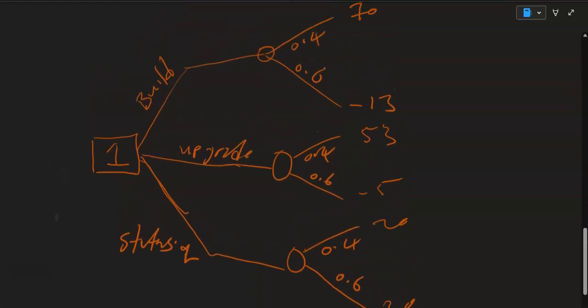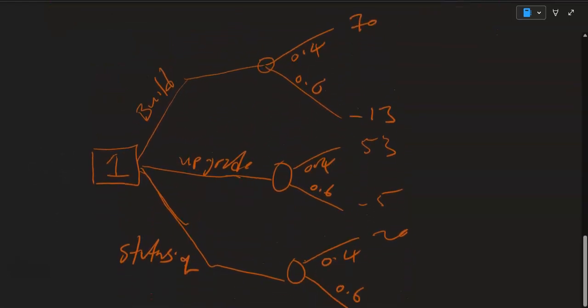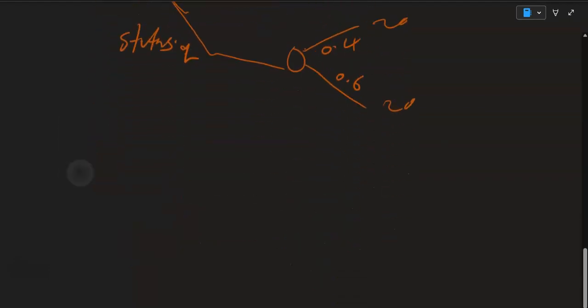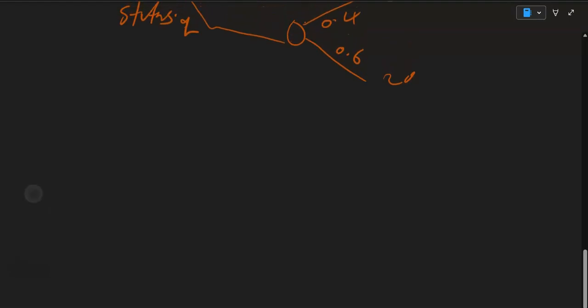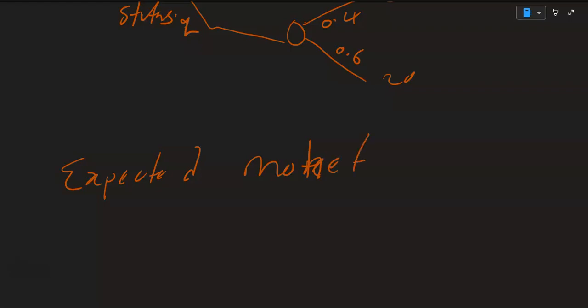Now what then do we do? So this, you are done. If we are just talking about a decision tree, basically you are done. Now let us go to expected monetary value. How do you write monetary value?